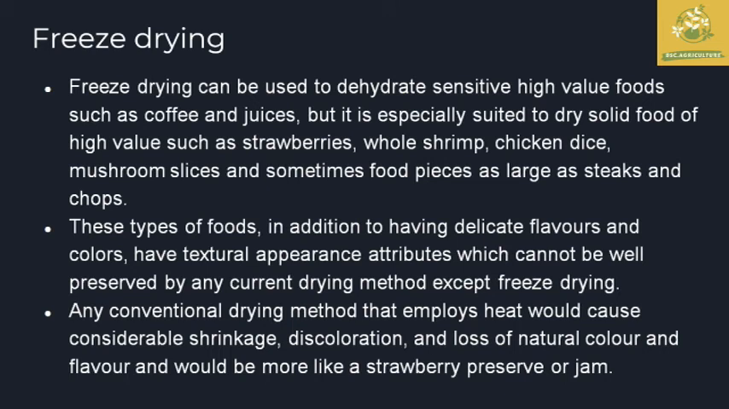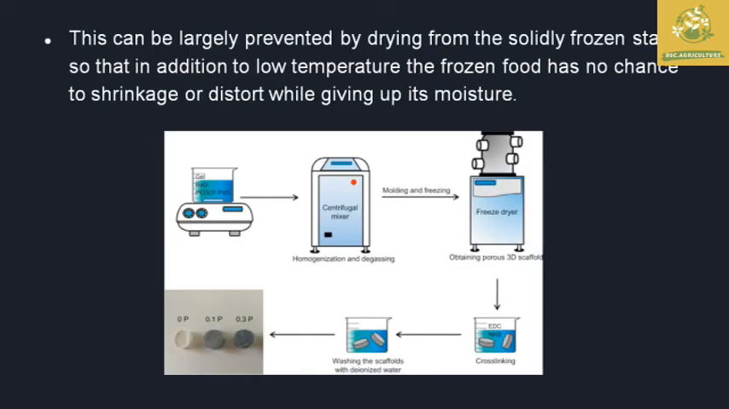And the next one is freeze drying. Freeze drying can be used to dehydrate sensitive high value foods such as coffee and juices, but it is especially suited to drying solid foods of high value such as strawberries, whole shrimps and chicken dices, and also mushroom slices and other food pieces such as steaks and chops, which are easily affected by microorganisms. Freeze drying is used for maintaining these products. These types of food have delicate flavor, color and texture, which can be maintained through freeze drying and cannot be preserved by any other current drying methods. And this is a picture of the freeze drying method.